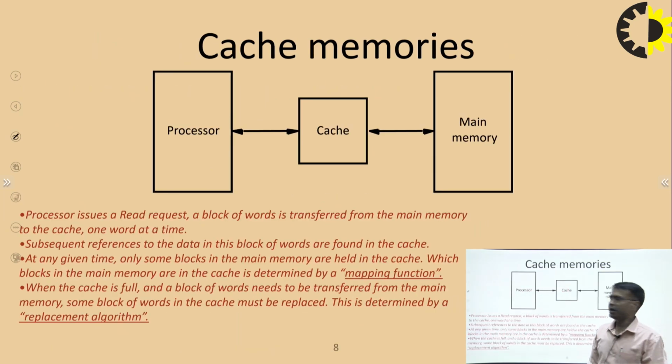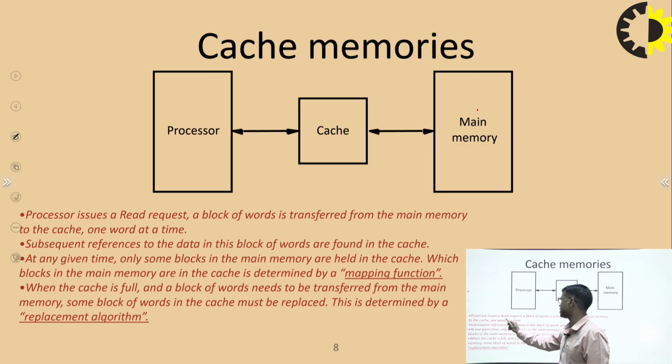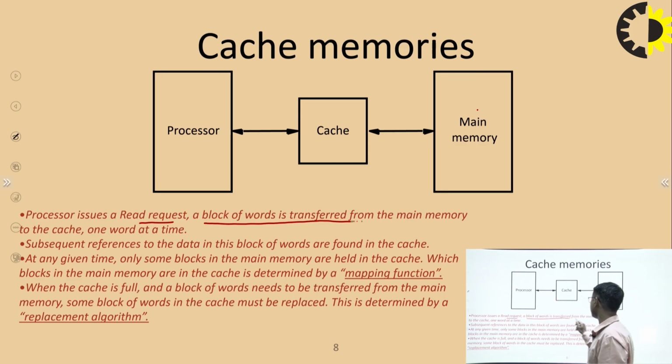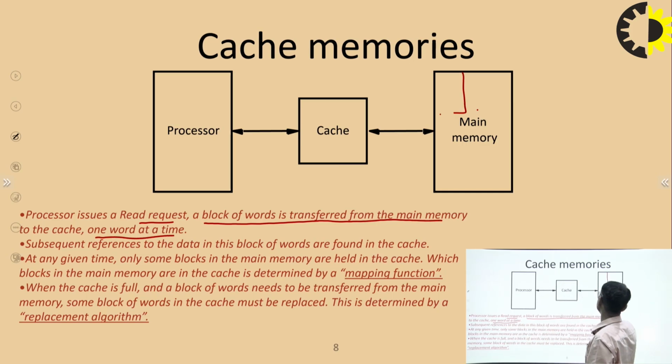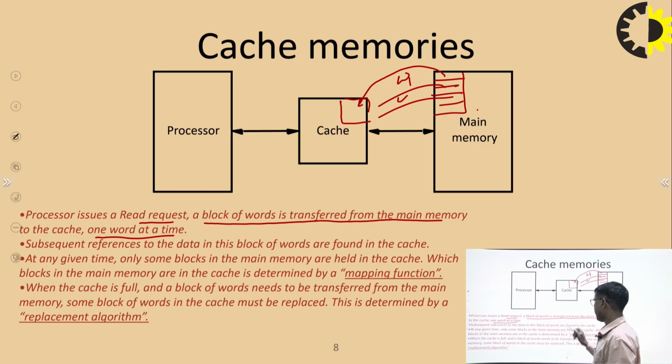So how does it look? There is a main memory, there is a cache, and the processor issues a read request. A block of words is transferred from main memory to cache, one word at a time. There is a block with multiple words, and this whole block will be transferred here, but one word at a time, word 1, then word 2, and so on. So over a period of time, this data will be copied here.